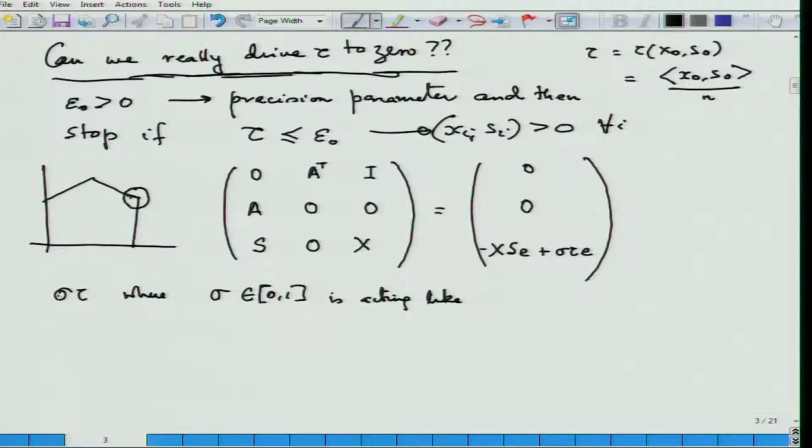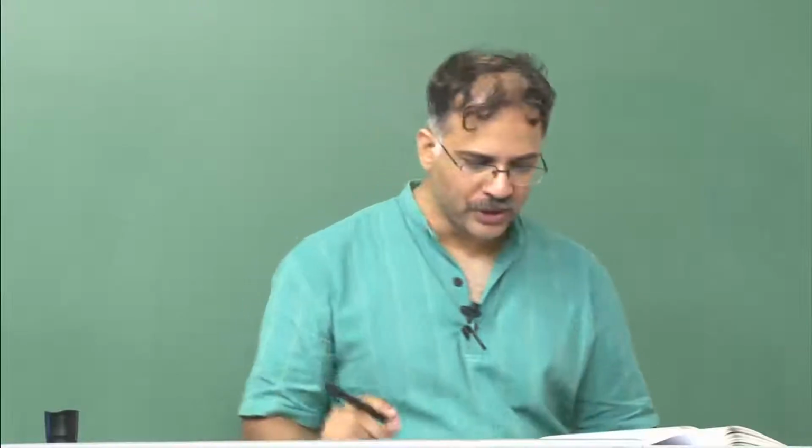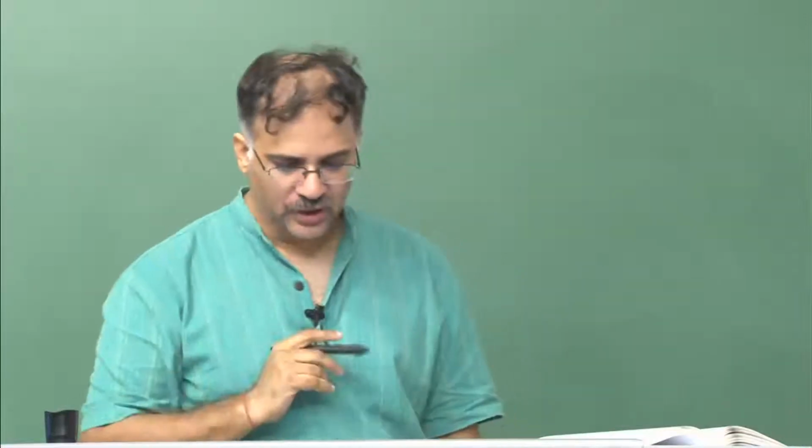So, instead of mu, I am using sigma tau. When sigma is equal to 1, then tau is exactly my mu, and when sigma is 0, of course, then I am having the exact solution. If sigma is lying in between, then that is not exactly mu. So, it is not giving me a point exactly on the central path, but somewhere nearby, as we showed. So, this is the basic framework.